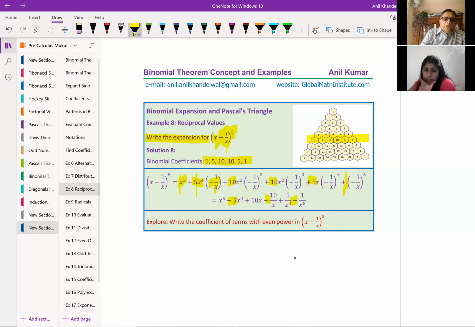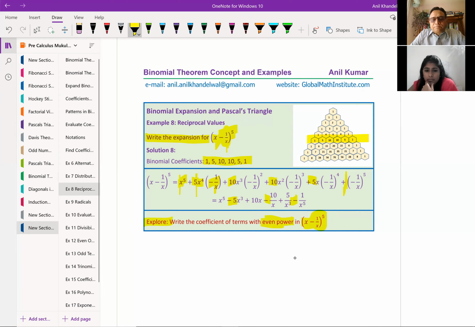Now, Amy, the question for you. Can you read this question and answer? Write the coefficient of terms with even power in x minus 1 over x to the power of 5.